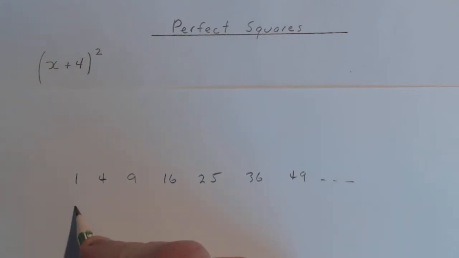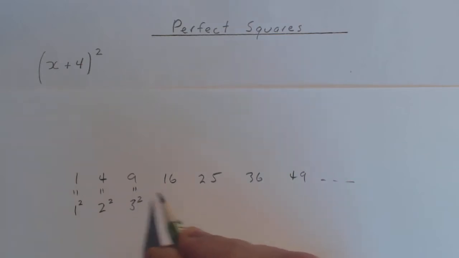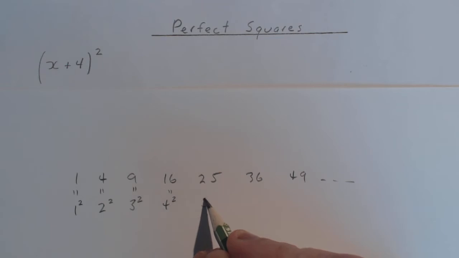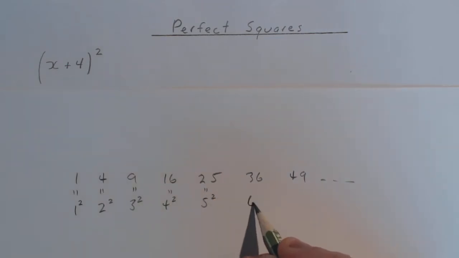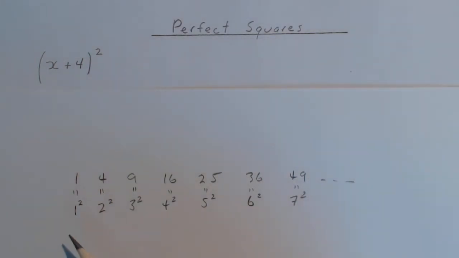So for example, we have 1 times 1, 1 squared is 1. 2 squared is 4. 3 squared is 9. 4 squared is 16. 5 squared is 25. 6 squared is 36. And 7 squared is 49, and so on. So therefore, these numbers are perfect squares, and that's what perfect squares means.